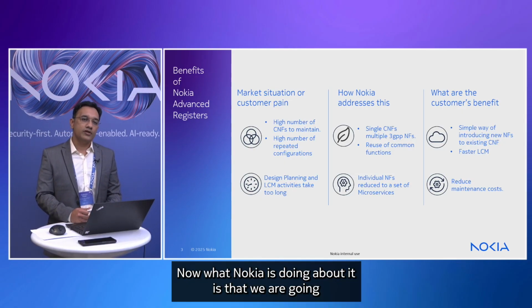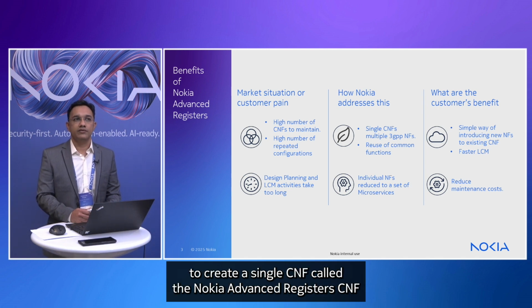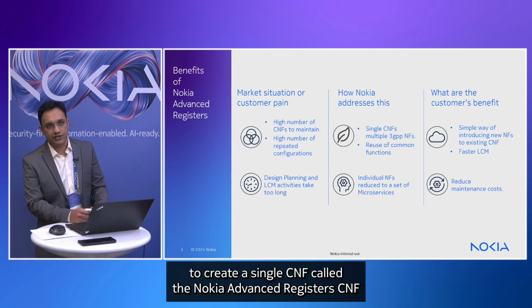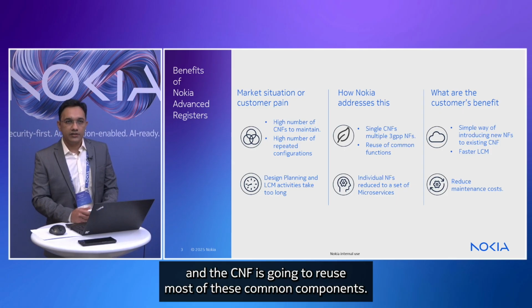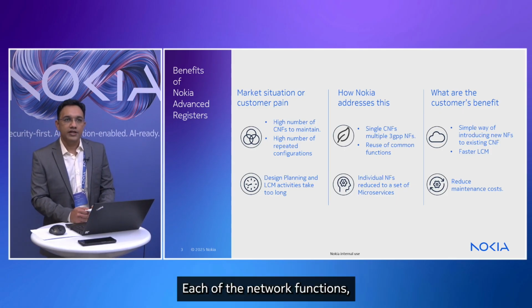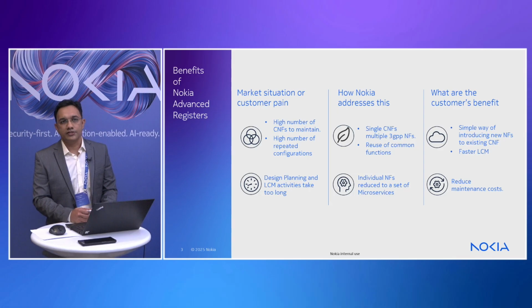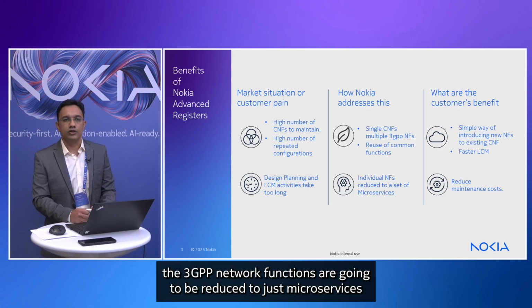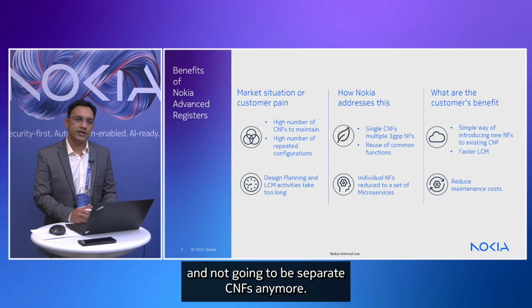Now, what Nokia is doing about it is that we are going to create a single CNF called the Nokia Advanced Register CNF, and this CNF is going to reuse most of these common components. Each of the 3GPP network functions is going to be reduced to just microservices and not going to be separate CNFs anymore.